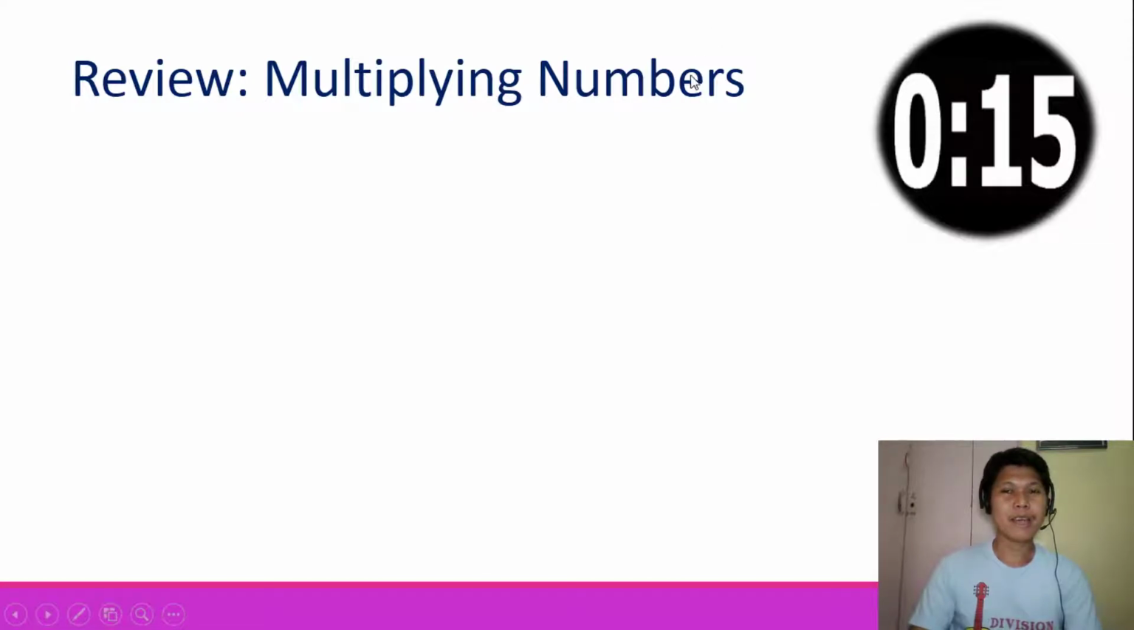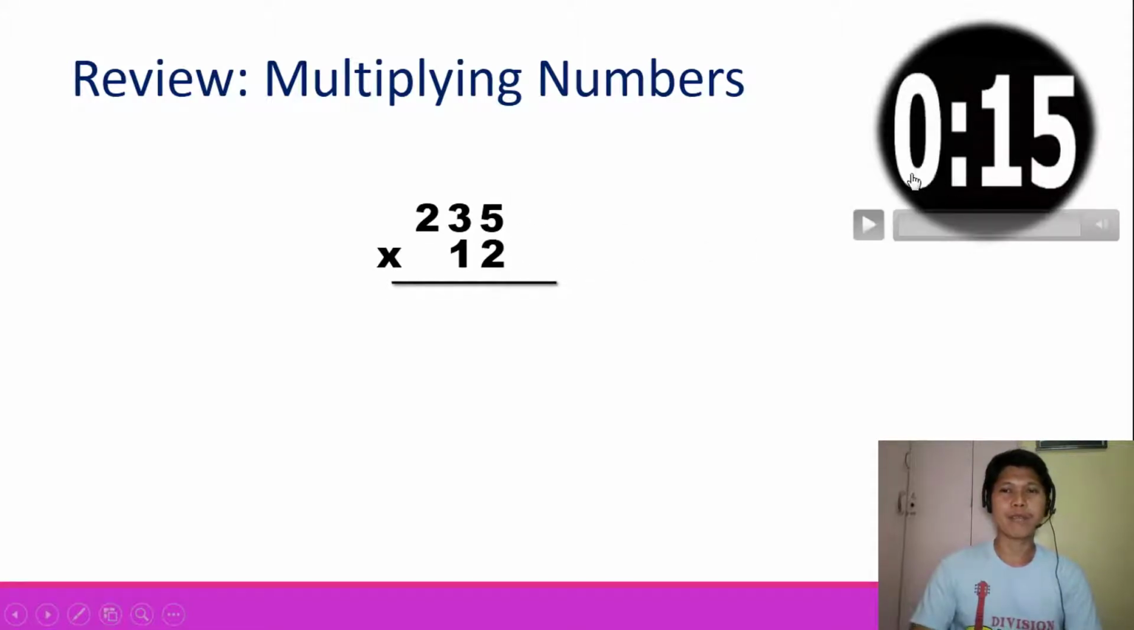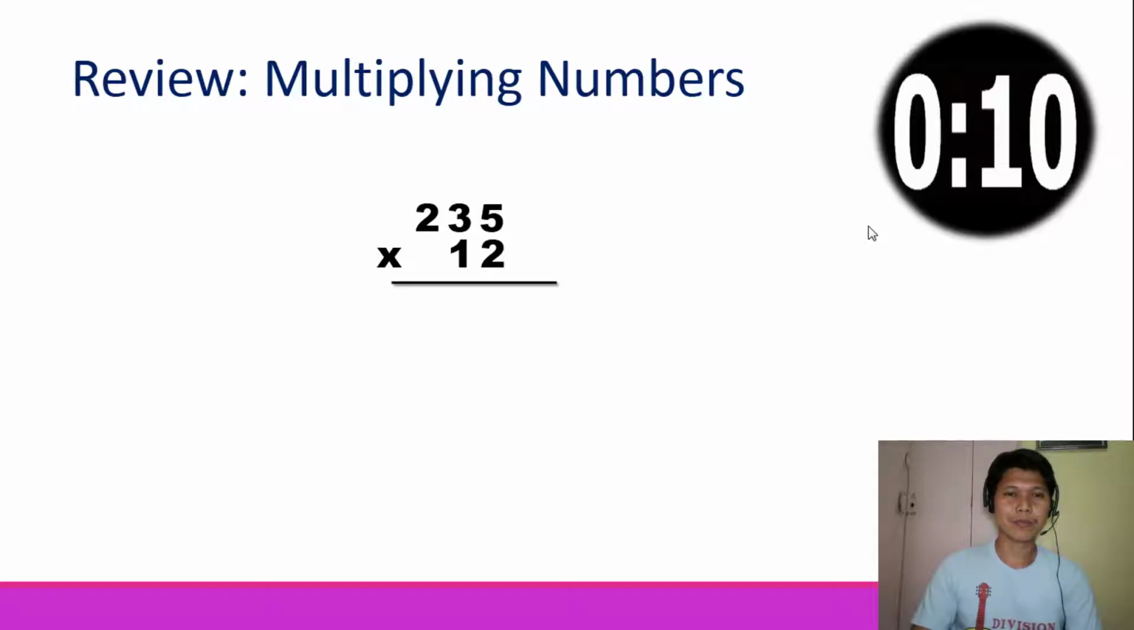Okay, I will be giving you 15 seconds to answer the given expression about multiplying numbers, or you can pause the video if you need more time. Ready? Okay, we have 235 times 12. Timer starts now. Okay, time's up. So 5 times 2 is 10.